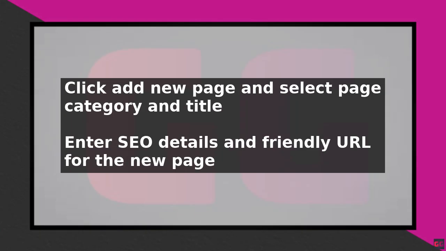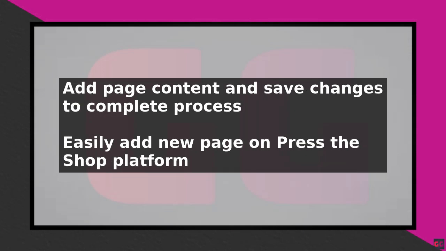To add a page, go to the Design section and click on the arrow to expand the menu. Then select Pages. In the Pages section, you will see options to add a new page, category, or customize existing pages. Click on Add New Page and select a page category, such as Home.